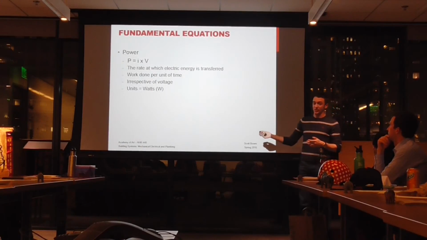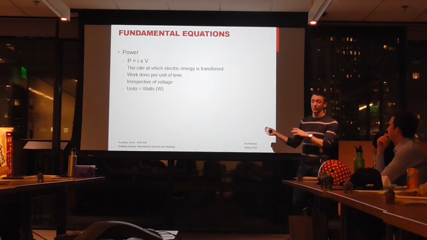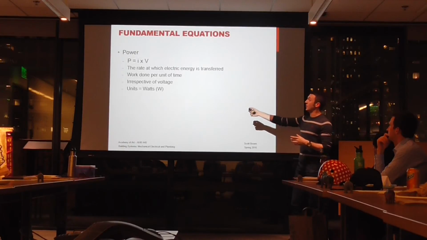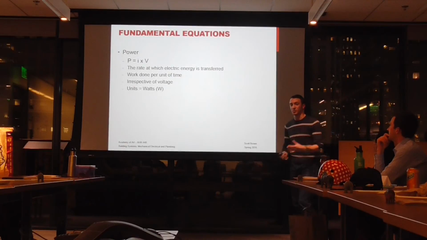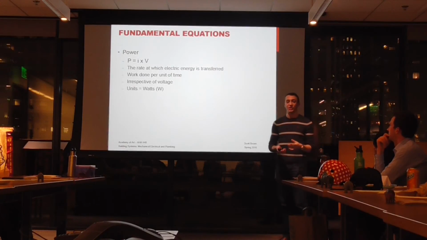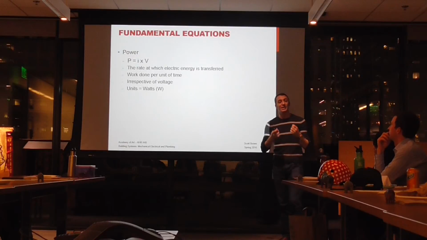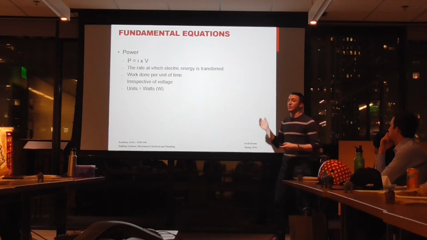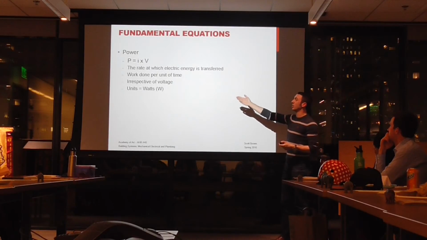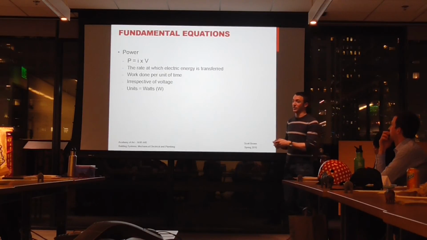Another fundamental equation is the equation for power, which is another derivation of Ohm's law. Power is the rate at which electrical energy is transferred. If you're operating a washing machine or a blender or some sort of application, it's going to dissipate a certain amount of power. It needs a certain amount of electrical energy per unit time in order to operate effectively. And that power is measured as current times voltage, I times V.